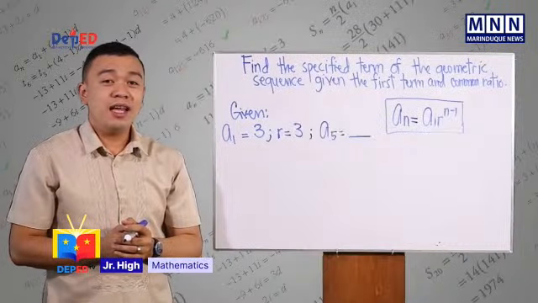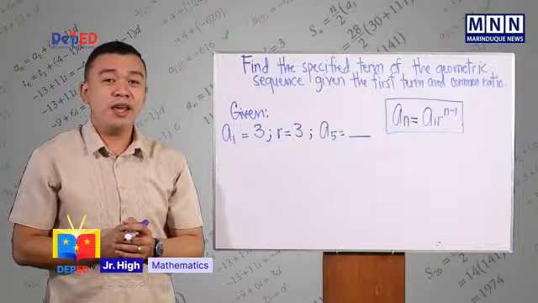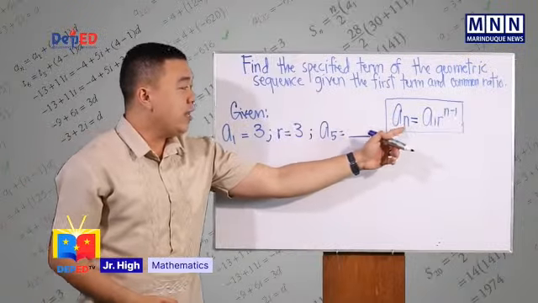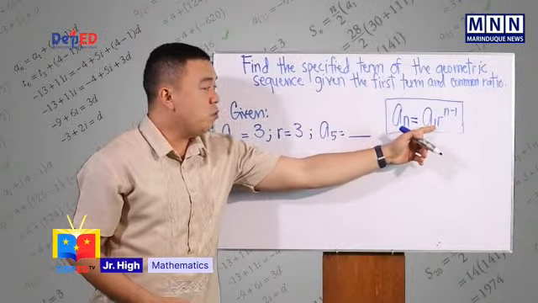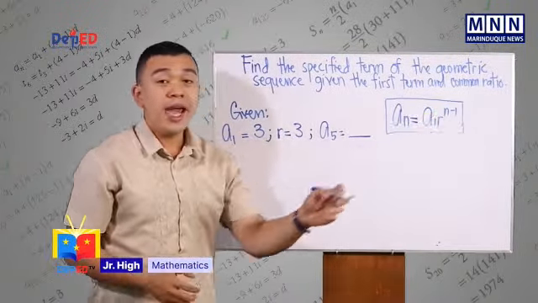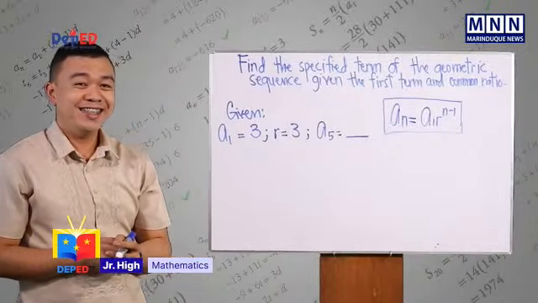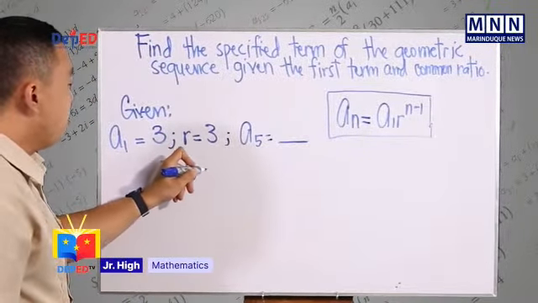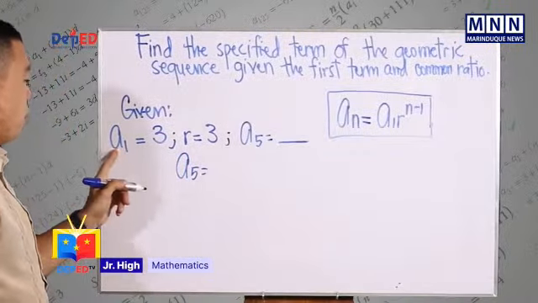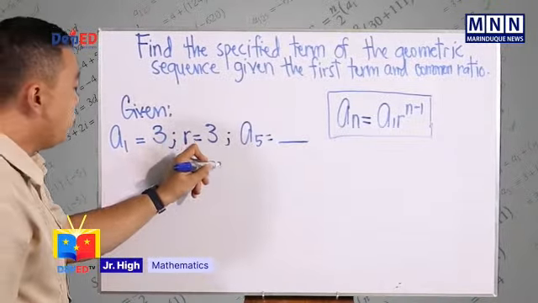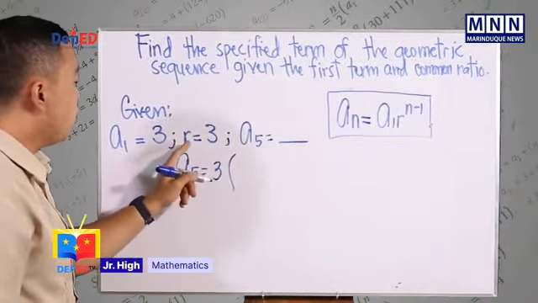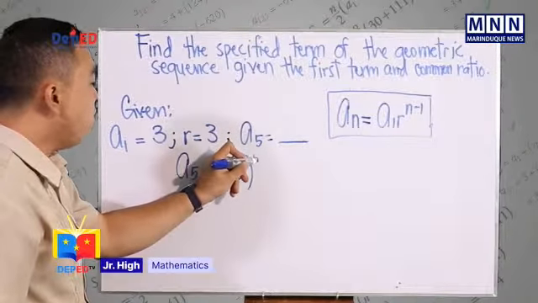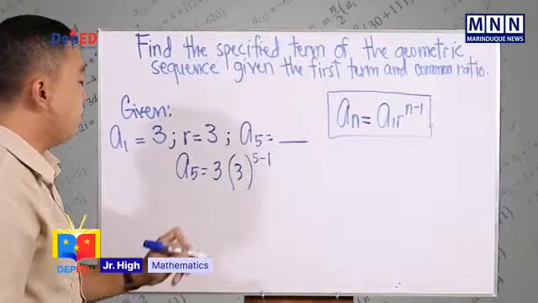After that, let's use the formula in finding the nth term of a geometric sequence. A sub n is equal to a sub 1 times r raised to n minus 1. We have a sub 5 is equal to our a sub 1, or the first term, which is 3, times the common ratio, which is also 3. Our n is 5 minus 1.